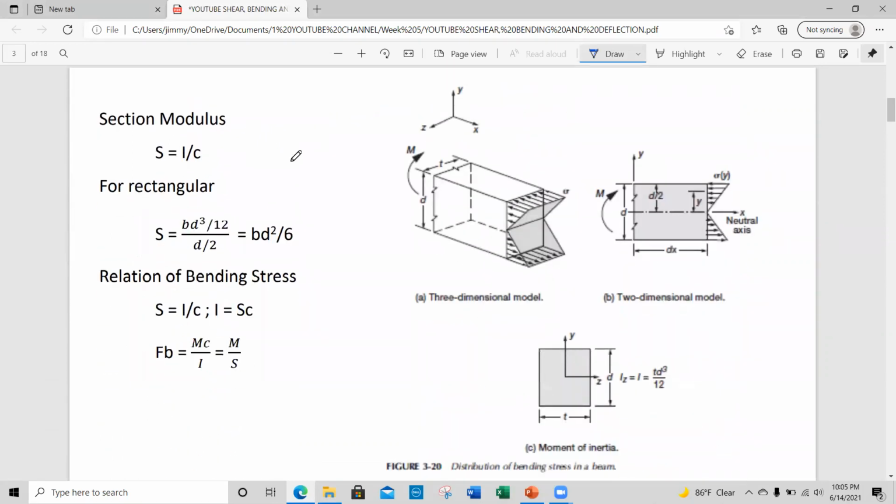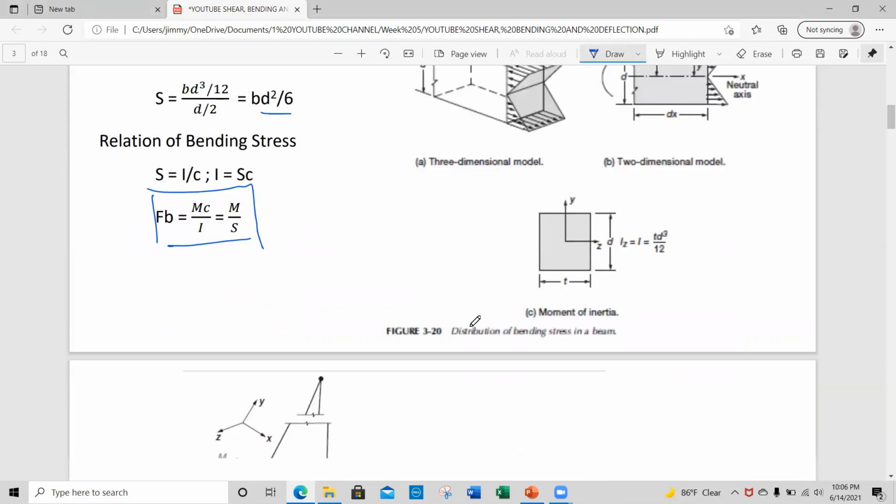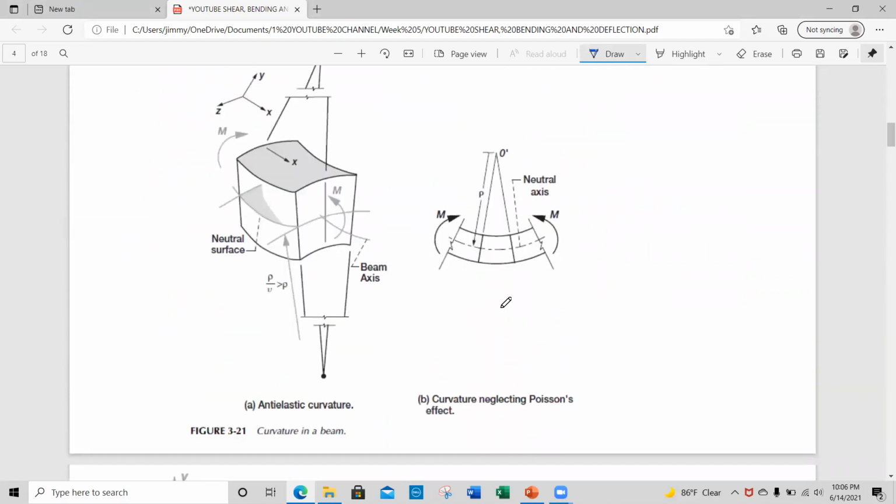And then for our discussion, especially, we are discussing structural steel. This relationship is very important, I over c, and then you have for a rectangular section this one. But for structural steel, we are very specific on this formula. We usually get the moment, and then we just get the required section modulus that we can get from the table, which I'm going to present to you later.